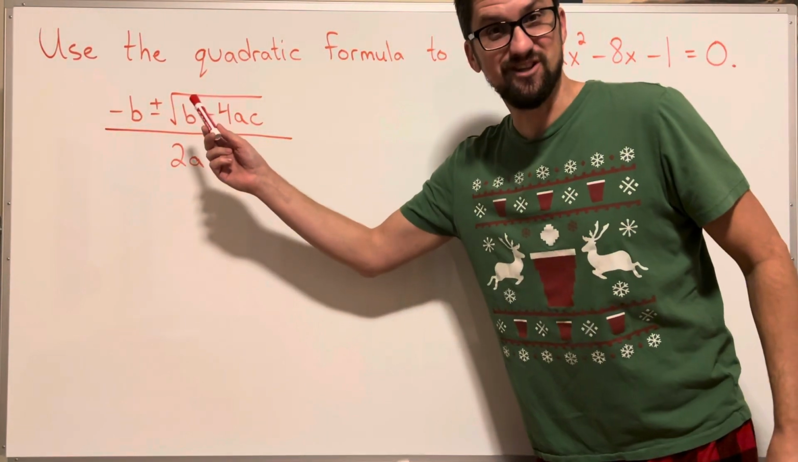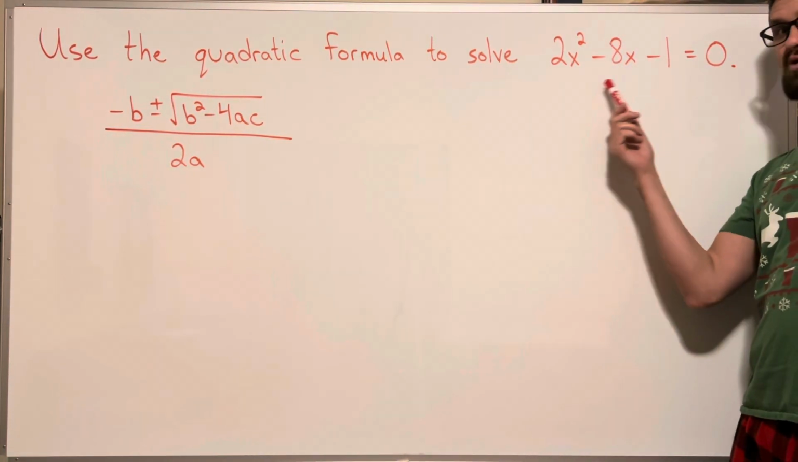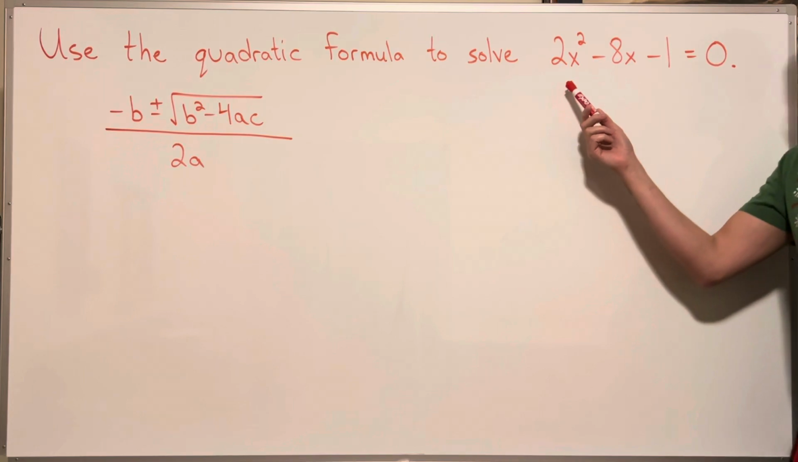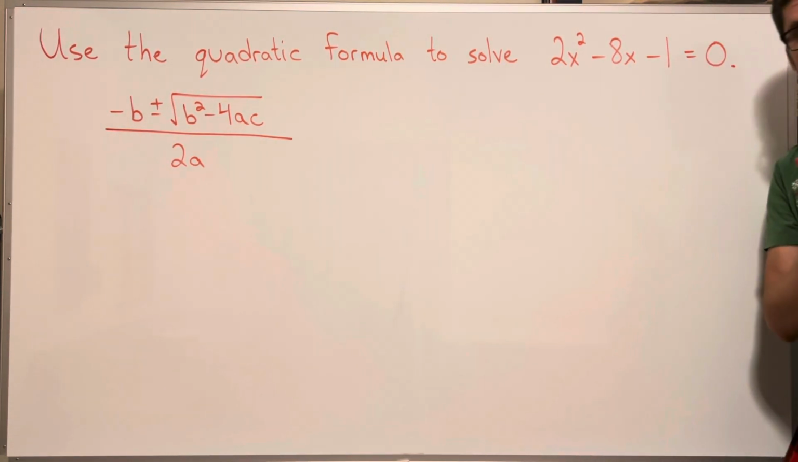All right, we're going to use the quadratic formula to solve this guy. This is a quadratic equation: 2x squared minus 8x minus 1 equals 0.